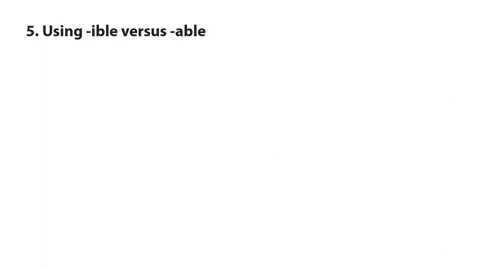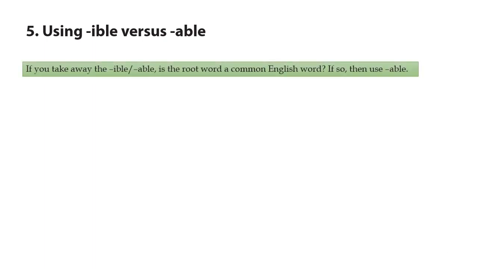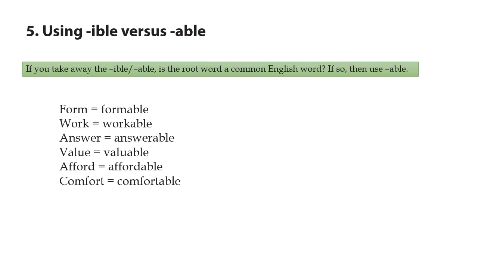Okay, using IBLE versus ABLE, able versus ible. When adding these suffixes to a word, the rule is if you take away the IBLE or the ABLE, is the root word a common English word? If so, then use ABLE. So formable, if you take away able, form is still a regular English word. Workable, answerable, if you take away the ABLE, then it's still a regular English word.